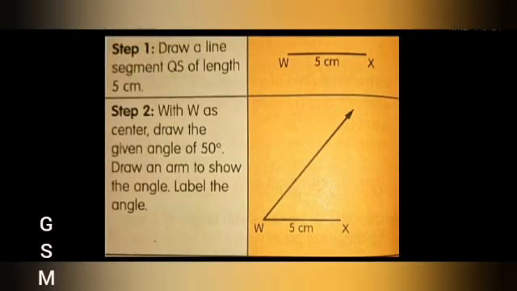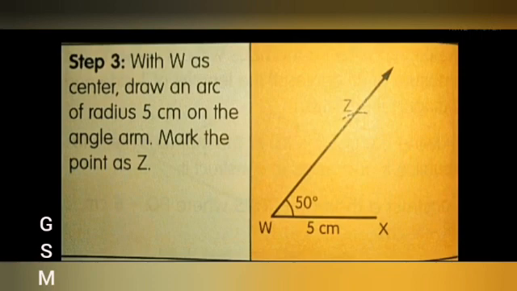Step 1. Draw a line segment WX of length 5 cm. Step 2. With W as center, draw the given angle of 50 degree. Draw an arm to show the angle, label the angle. Step 3. With W as center, draw an arc of radius 5 cm on the angle arm. Mark the point as Z.